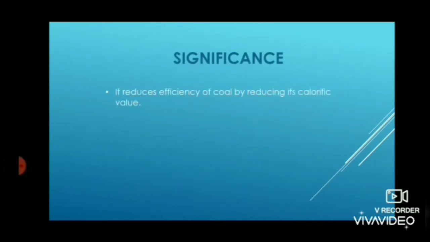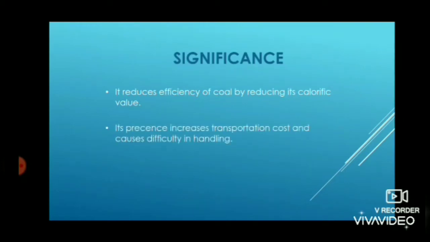It reduces the efficiency of coal by reducing its calorific value. As the moisture content in a coal increases, the efficiency of coal decreases and its calorific value also decreases. Its presence increases the transportation cost and causes difficulty in handling. So it is most important in industrial purposes that we make sure the moisture content present in a coal is lower.